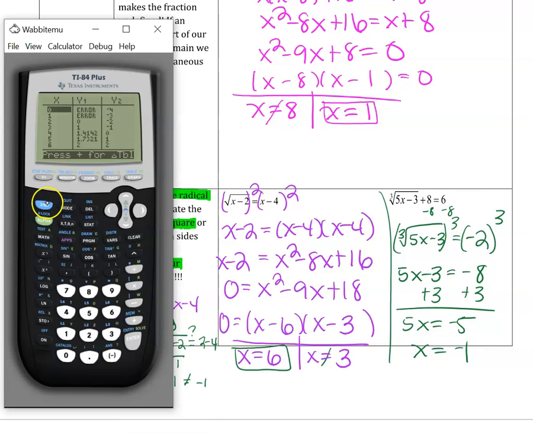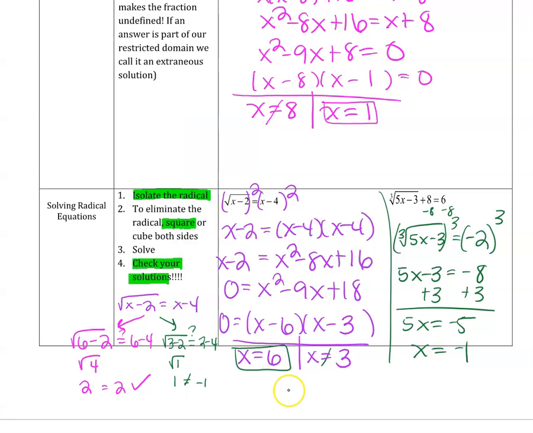And then again, you could even use your calculator to do a nice little check of that to make sure your answer works. I can take negative 1 and store him as x, and then literally type in this expression. I want the cube root of 5x minus 3 plus 8. And that equals 6, which is exactly what I was hoping for.